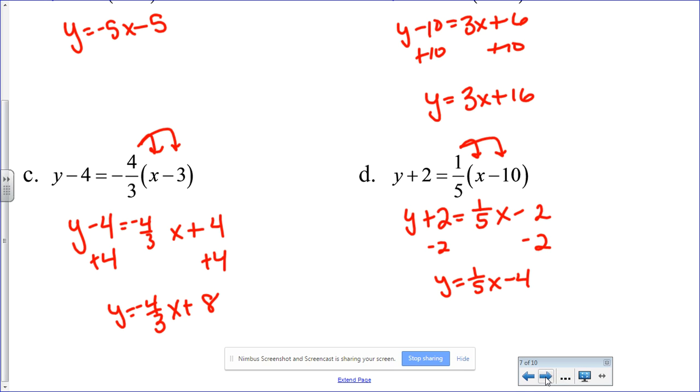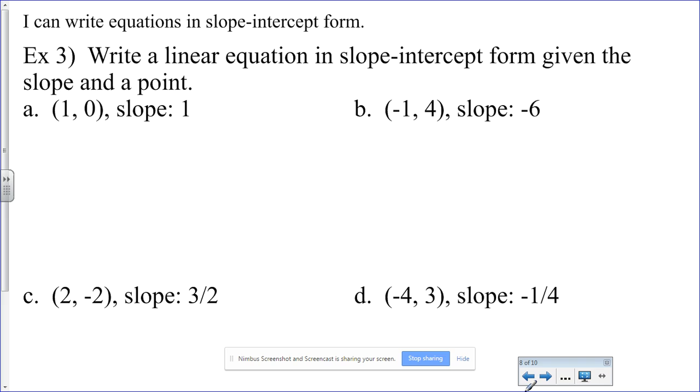Okay, moving on to the last type of problem. We're actually going to combine the two together. So we are going to start by writing the equation in point-slope form and then change it to slope-intercept form so we have our answer in slope-intercept.